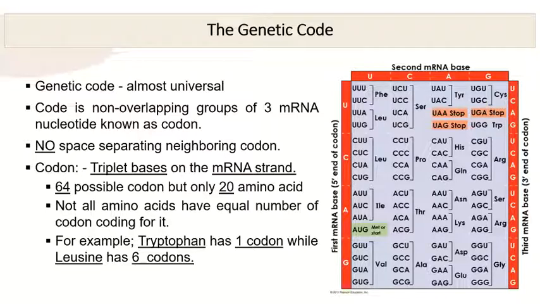So that's how we read the table. We start with the left one, the first mRNA base. Normally, it will be located at the 5' end of the codon. And the second mRNA base is the middle one. And the last one is the third mRNA base at the 3' end. So let's say if I ask you what is the methionine, the green box there, which is coding for AUG. So Met is coming from the AUG, or the specific codon for methionine is AUG only.